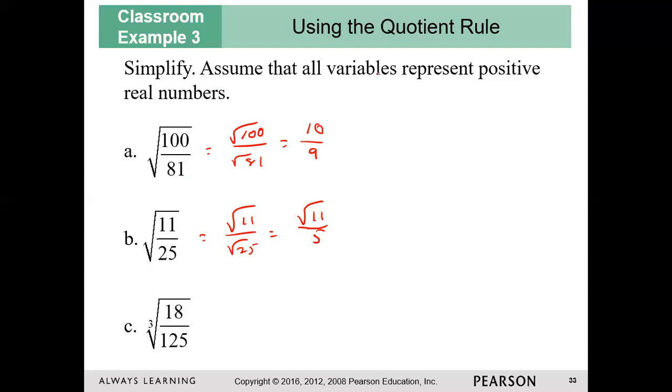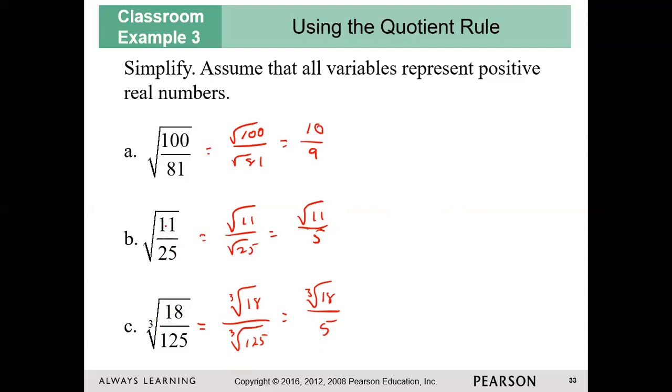It says assume that all variables represent positive real numbers. It says simplify. It doesn't say evaluate. So you should not be writing any decimals here. You're just simplifying this, and this is exactly what they wanted us to do. Okay. Over here, we are going to, again, take the cube root of 18 and the cube root of 125, which the cube root of 18 is just the cube root of 18, and then the cube root of 125 is 5, so we're done.